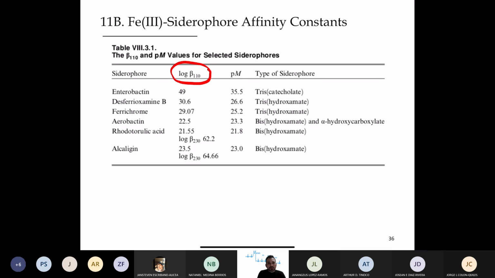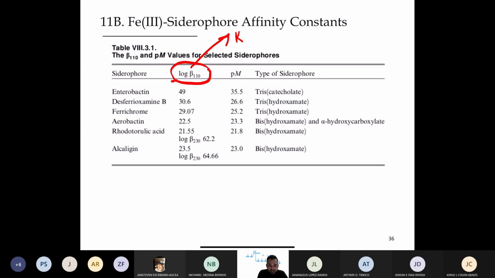So here you have what is known as log beta 110. Beta, depending on if you've seen this in your previous courses, is basically an affinity constant K. It's a type of affinity constant. Beta is more of an accumulated affinity constant. In terms of the context here, it is the affinity constant of the one metal with the one ligand, where the ligand doesn't have any of the protons.